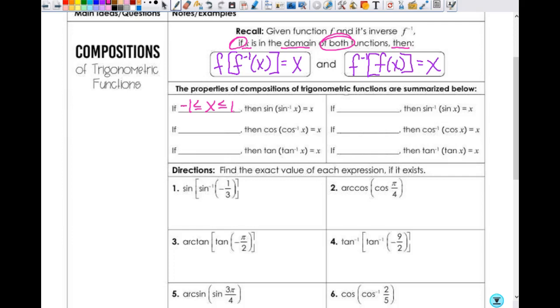And the same thing goes for cosine, right? -1 is less than or equal to x, which is less than or equal to 1. So that's the range of your sine and cosine functions. What is the range of the tangent function? Not -1 to 1. What is it? -infinity to infinity. Do I include those? No, because we never include infinities.